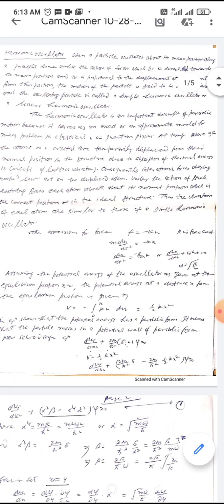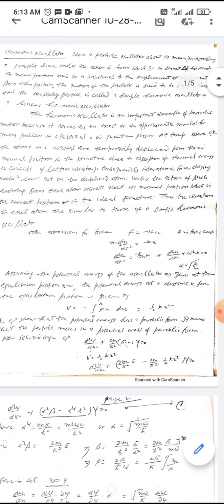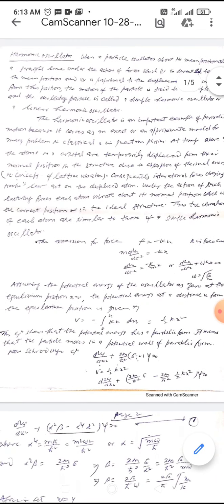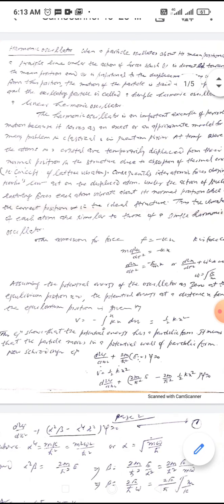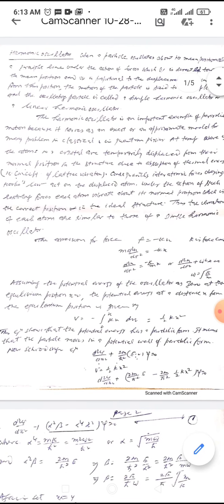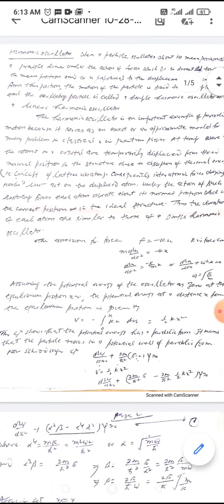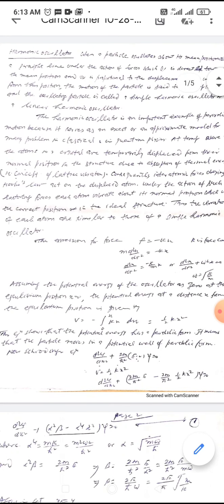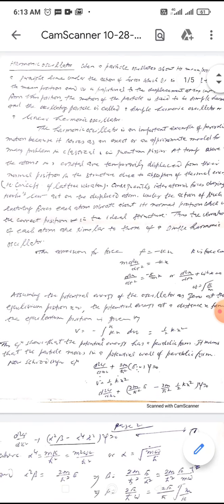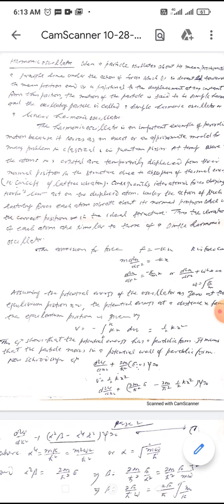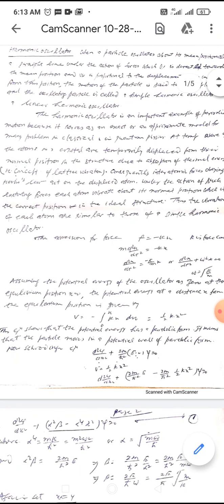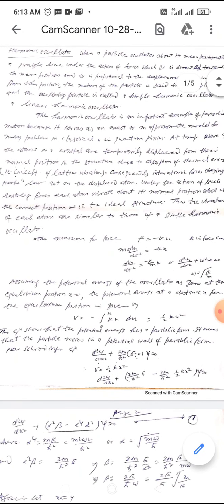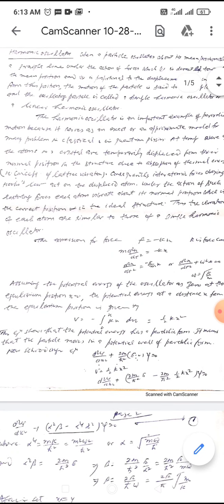This is a very basic definition and basic concept which we are reading from the 12th or 11th class. The harmonic oscillator is a very important example of periodic motion because it serves as an exact or approximate model for many problems in classical and in quantum physics.